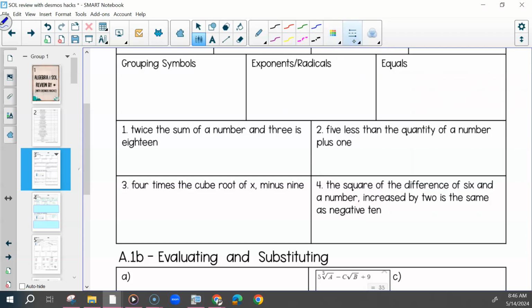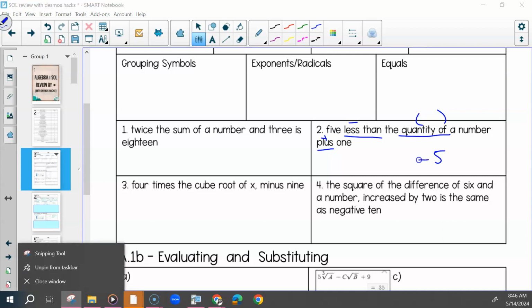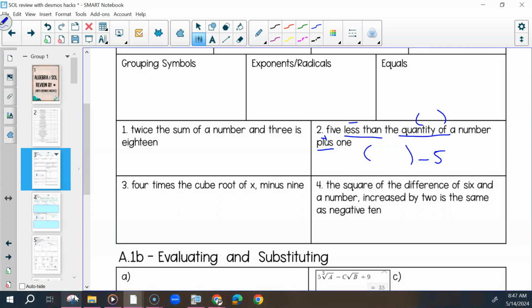So we have 5 less than the quantity of a number plus 1. So those are all of our operations. We know the 5 less than is subtracting. The quantity of should be one of your grouping symbols. You're going to have parentheses. And then we know we're going to be adding. So the 5 less than is going to go in the back. We know we're going to have parentheses of some number, some x plus 1.